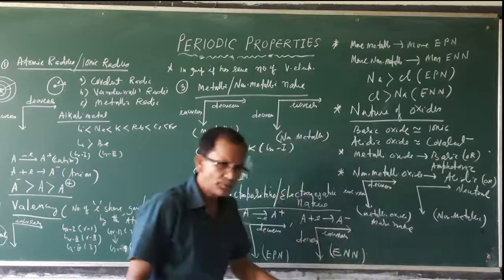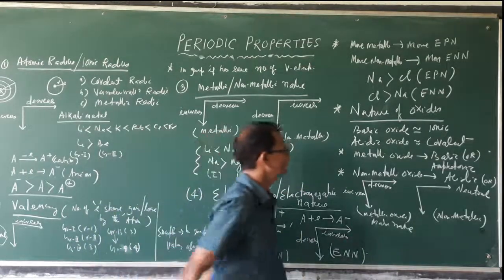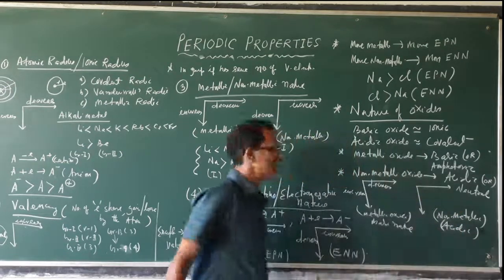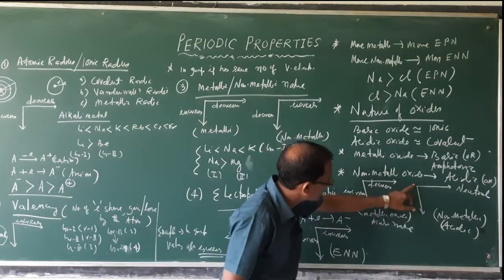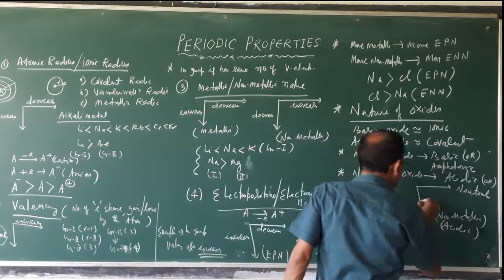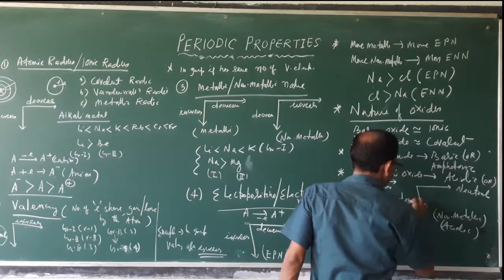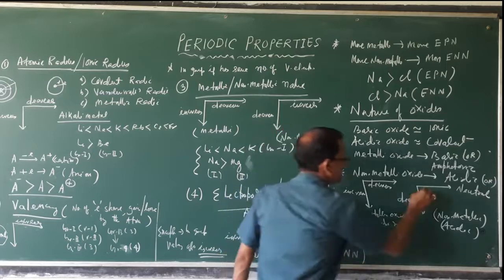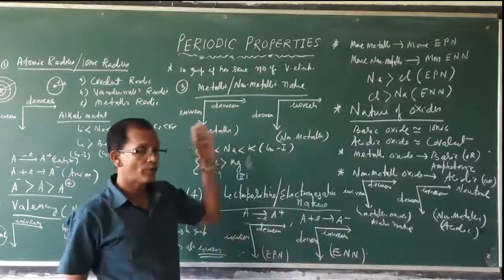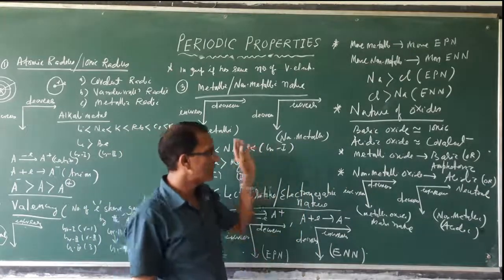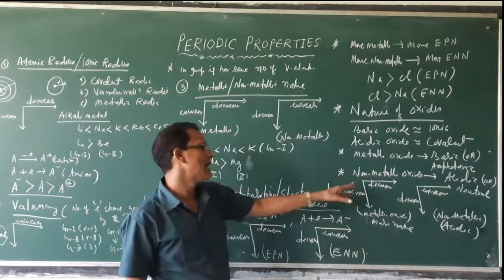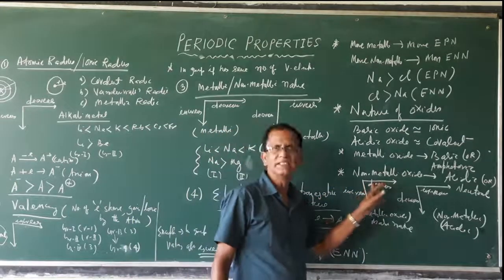If you are discussing non-metal, then non-metallic character means acidic nature. Acidic character, as non-metallic character from top to bottom, we have already discussed, decreases. So acidic character decreases. This increases. So non-metallic oxides are acidic, metallic oxides are basic. Along the group, basic character increases, and along the period, basic character decreases.